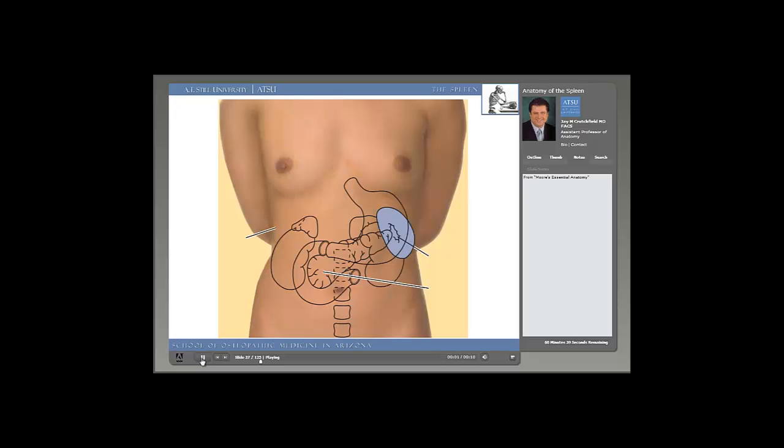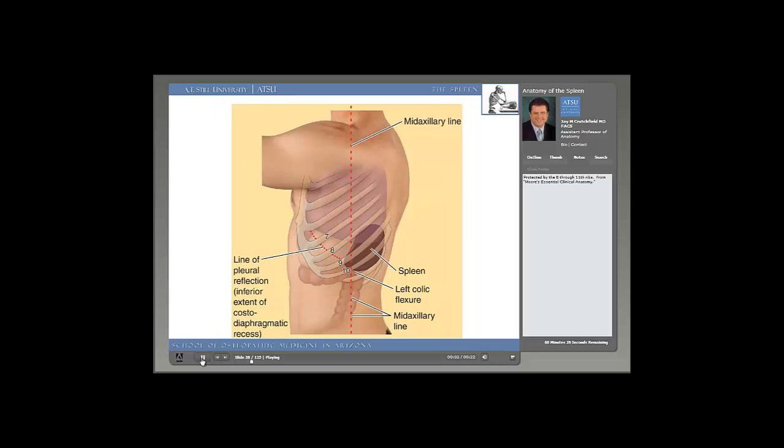So exactly where is the spleen? It's in the left upper quadrant. It lays posterior and it's protected by ribs. Let's take a look. Here's where the spleen is. It lays posterior to the mid-axillary line, high in the left upper quadrant of the abdomen, posteriorly, protected by ribs 7, 8, 9, 10, and portions of 11, although the floating ribs really don't provide that much protection.